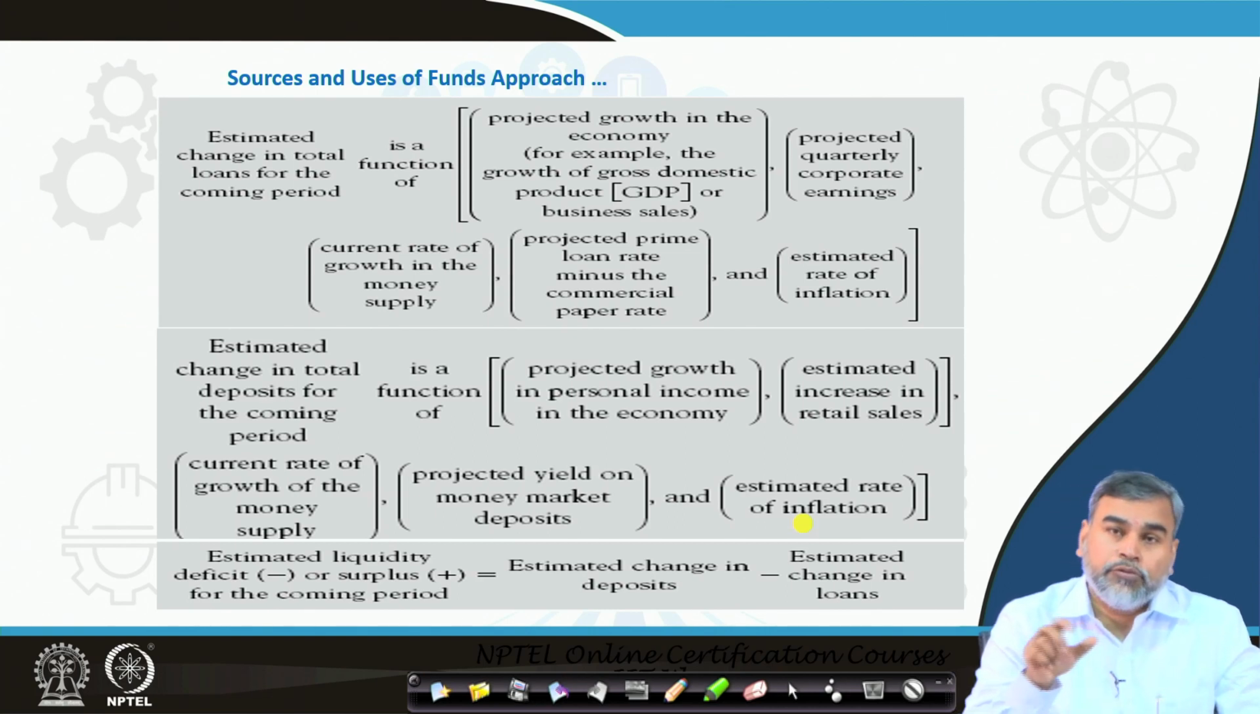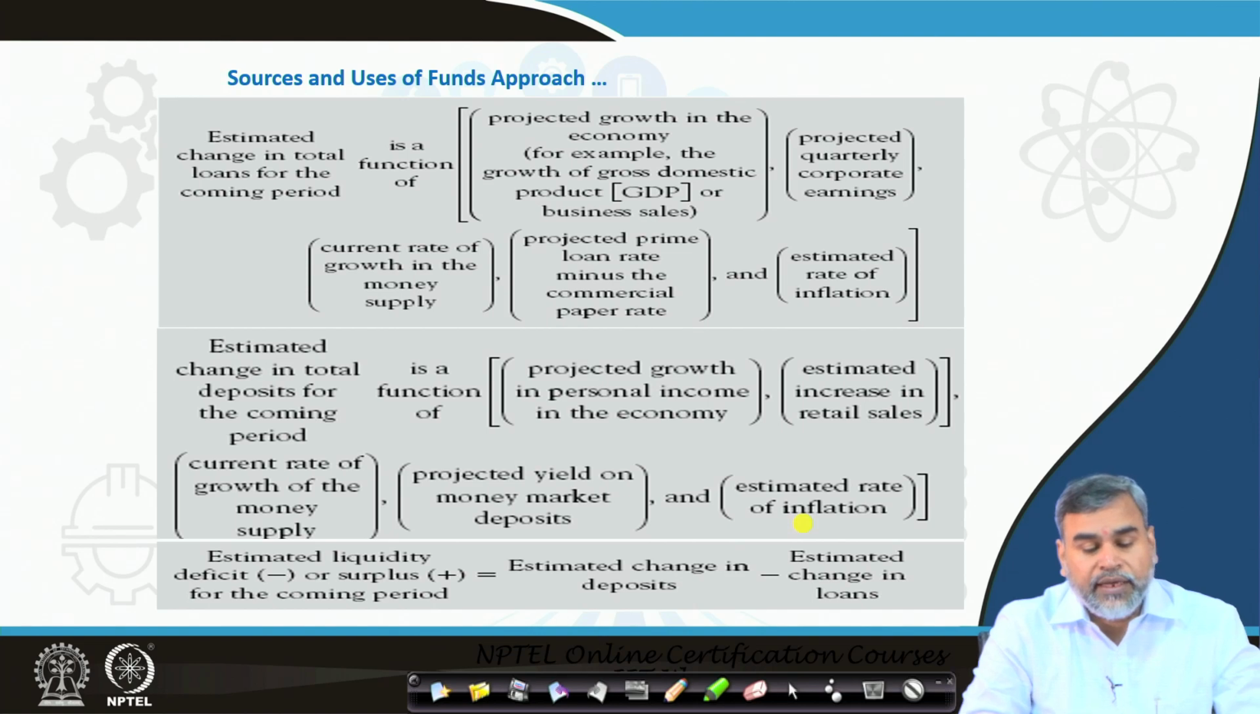And like that, if you want to see the factors which are affecting the estimated change in the deposits, again we have the projected growth in personal income, because if the economy is better, then the income level will be better. So personal income, the surplus money, can be deposited in the bank as one kind of less risky instrument in the financial system. We have the estimated increase in retail sales within the bank.